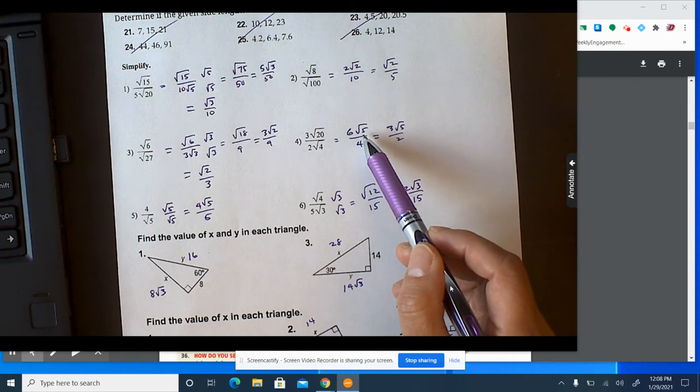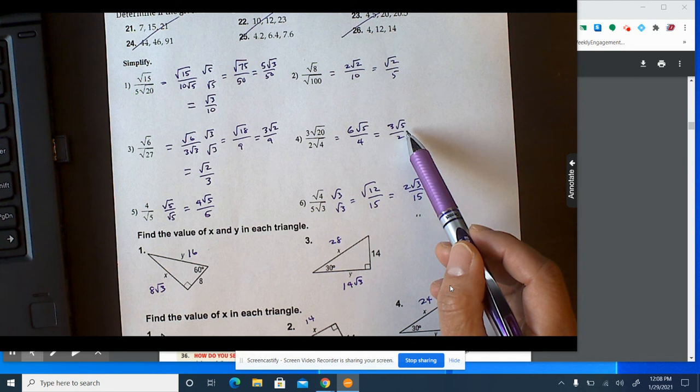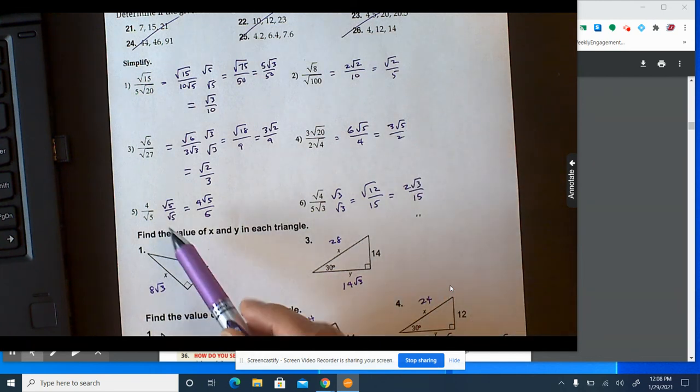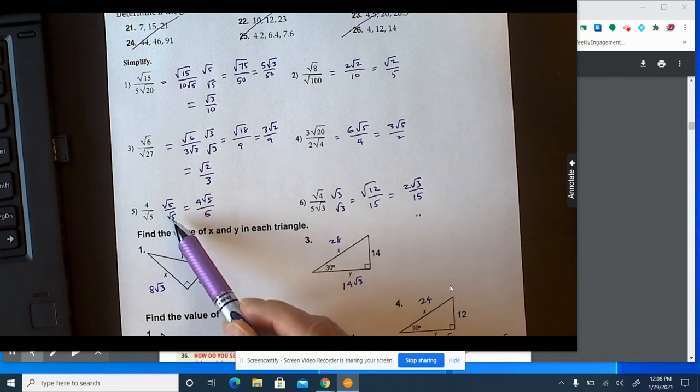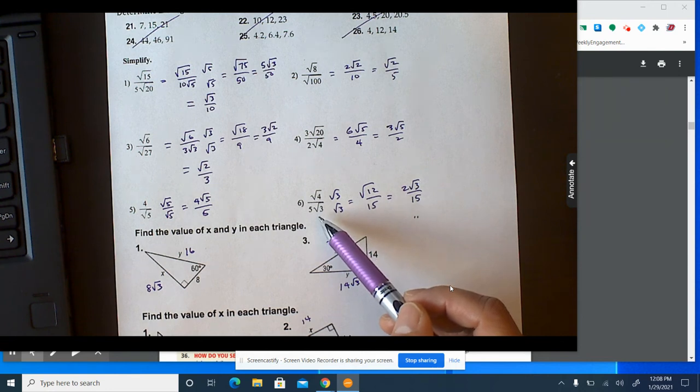And then root 5 stays underneath there. So you have 6 over 4. That's the same as 3 over 2, root 5. Okay. All right. 4 over root 5, multiply top and bottom by root 5, you get 4 root 5 over 5. Okay, root 4 over 5 root 3.